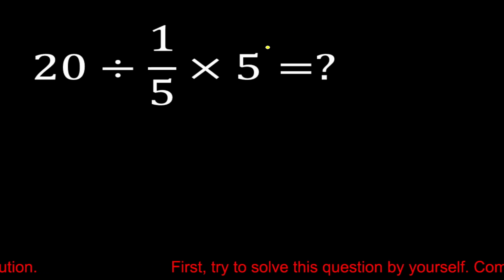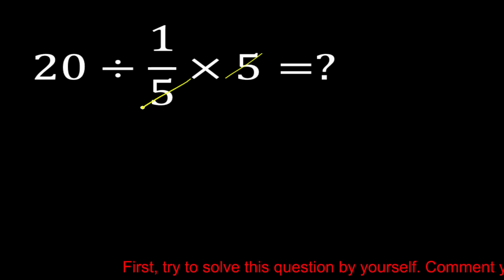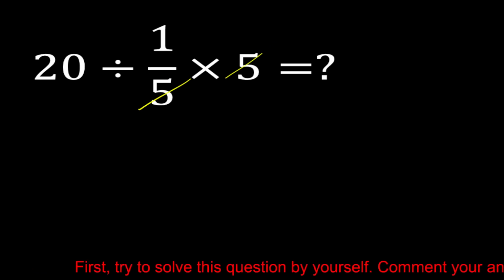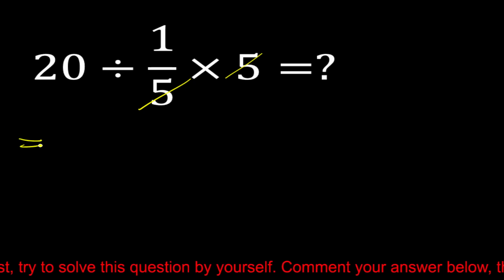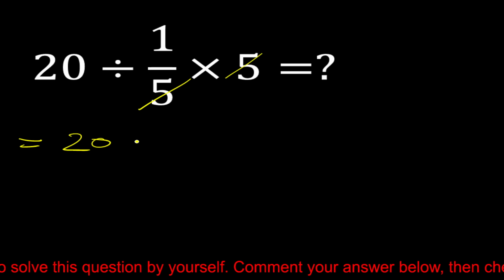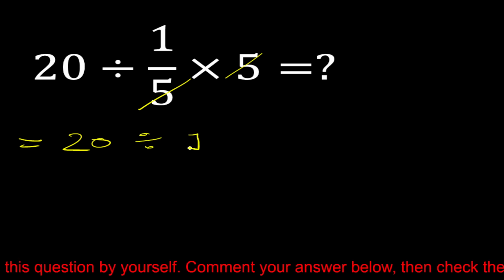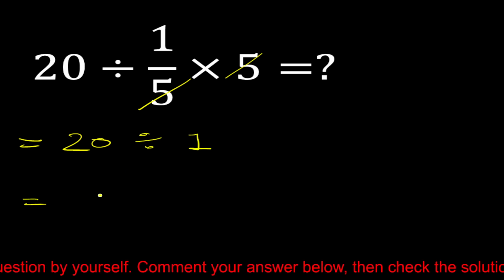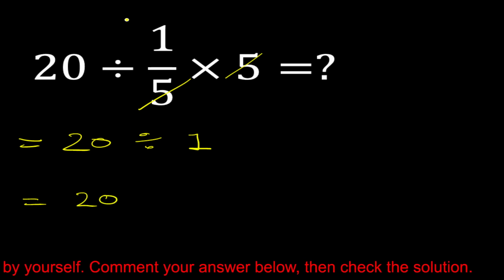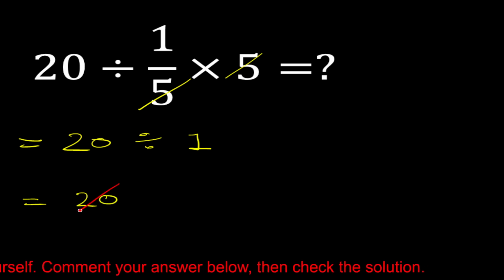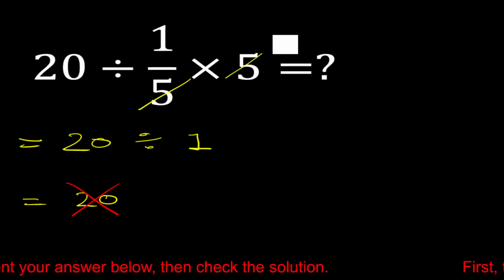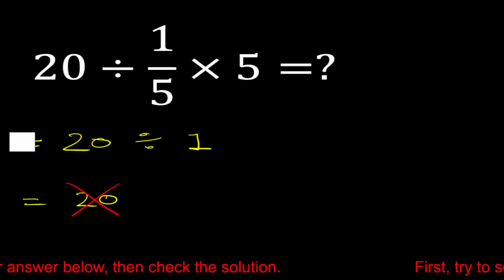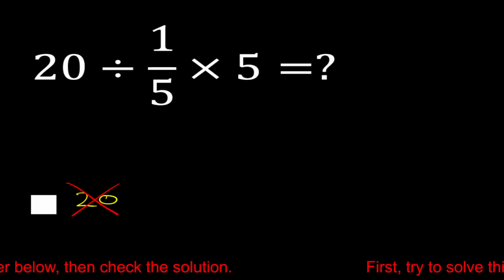So, most people solve this question by cancelling this 5 with this 5, so it is equal to 20 divided by 1. Now 20 divided by 1 is equal to 20. But this answer is not correct. This answer is completely wrong. Now let's solve this problem correctly by using the PEMDAS rule.